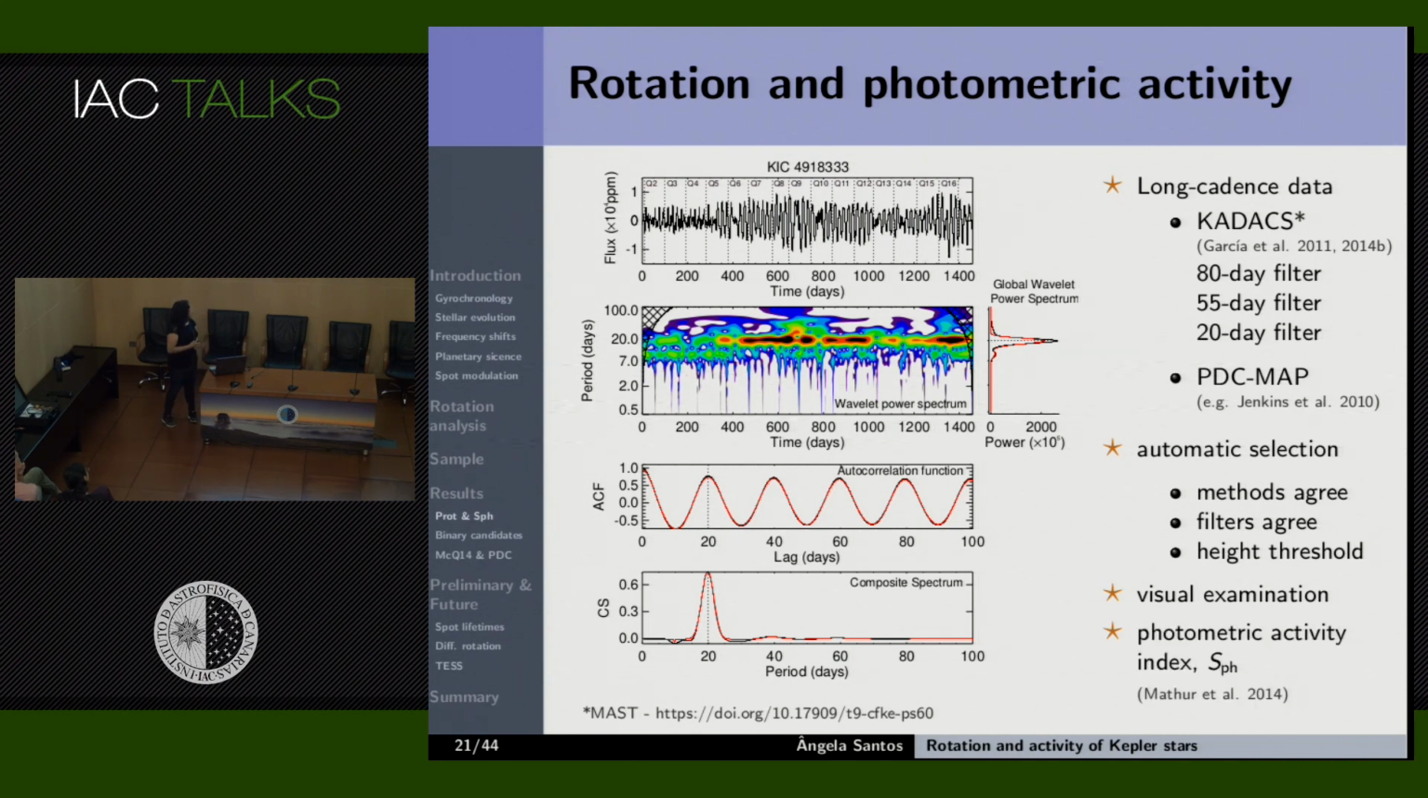And having the rotation period for these stars, we then compute the photometric activity index. That is measured over subseries of length 5 times the rotation period. And the final value that we give is the average of those values. And yeah, I forgot to say, SPH is the standard deviation of the flux over those subseries. So it's a measure of the amplitude of the spot modulation.